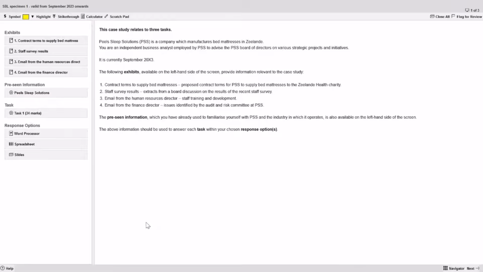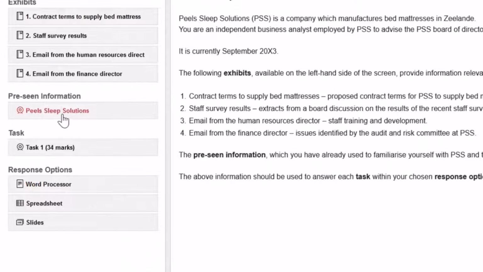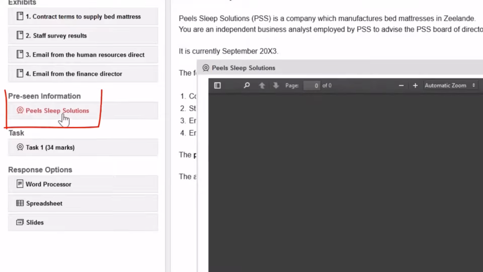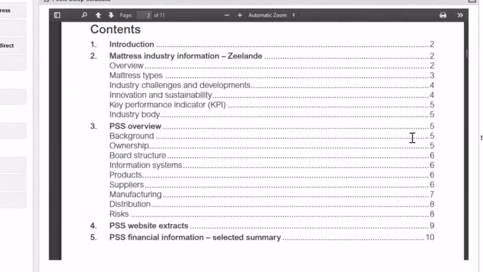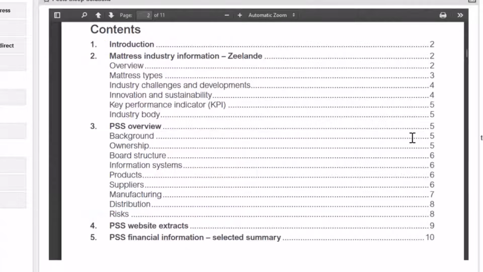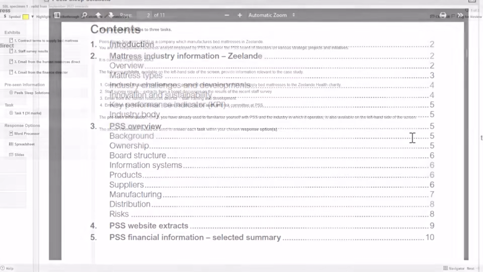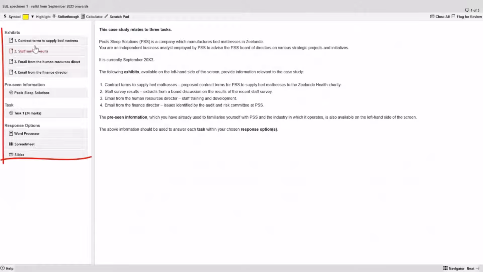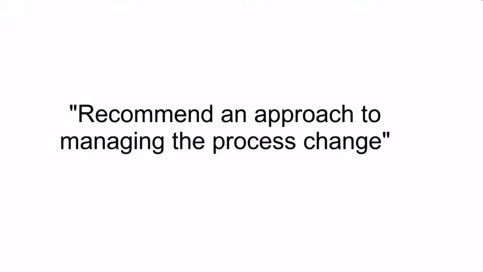Let's imagine you're in the exam. Over the past several weeks, you've carefully reviewed the pre-seen. You understand this company's industry, their activities, their company structure, their main products or services. Now, in the exam, you get an exhibit that describes a business process. It could be an existing or a proposed process. It could also potentially have problems. Next, in one of the requirements, you are asked to recommend an approach to managing the proposed process change.